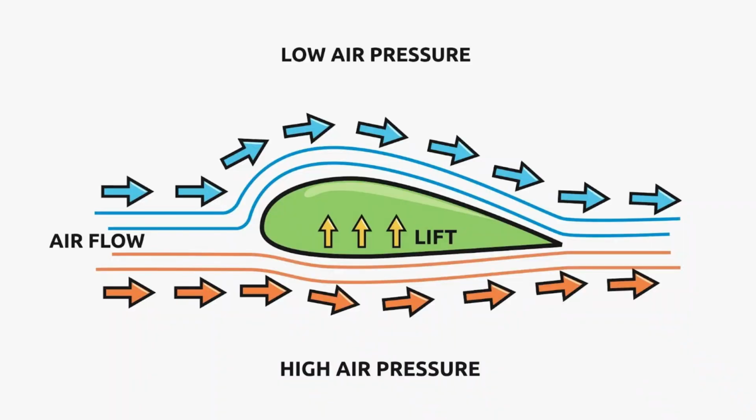So how does the lift work? The wing of an airplane plays a crucial role in generating the lift for an airplane. So how does it work? So the wing of an airplane is designed to curve above and be flat underneath. So it's designed for air to move faster above and slower underneath.